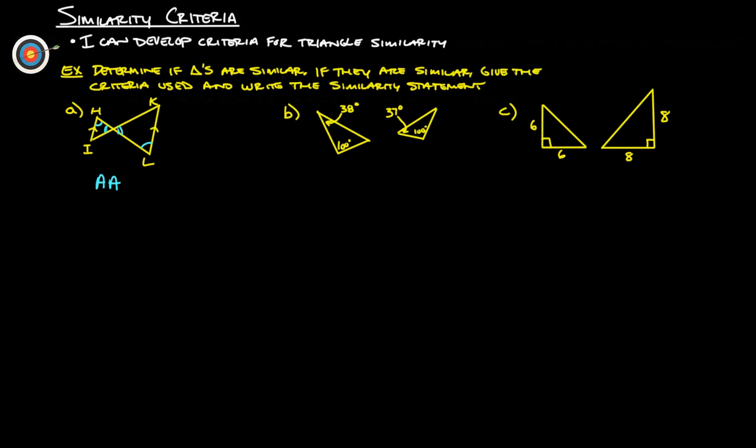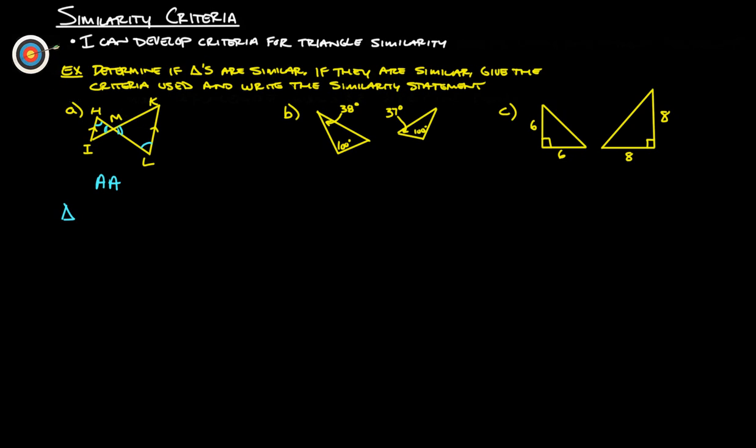Okay, so now that we know that they're similar, give the criteria used and write the similarity statement. Now we want to name the similar triangles. You can choose whatever you want. I'm going to choose the first one that we had, the second one, and then the third. So I'm going to go H. Oh, there's no letter in here. Let's give it a letter. Let's call that M.